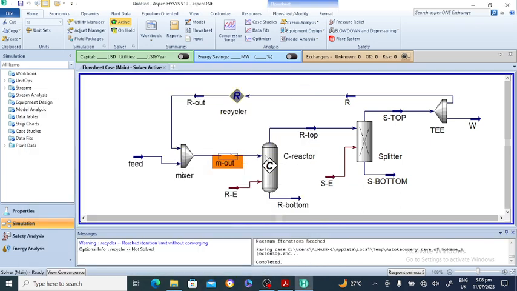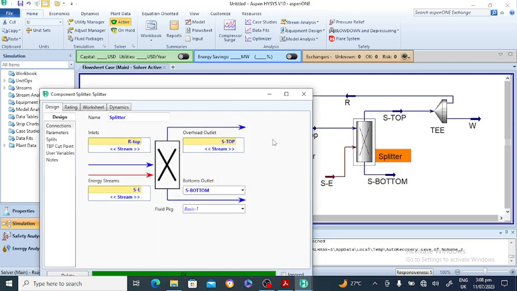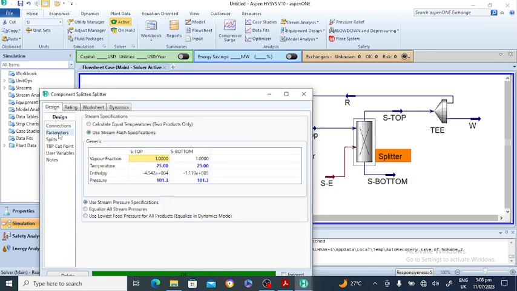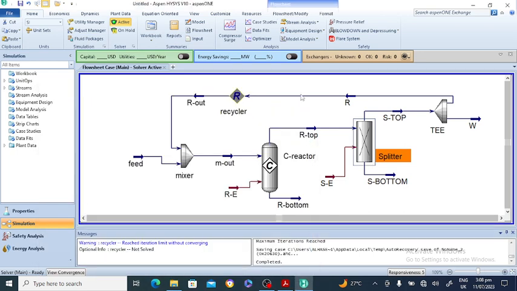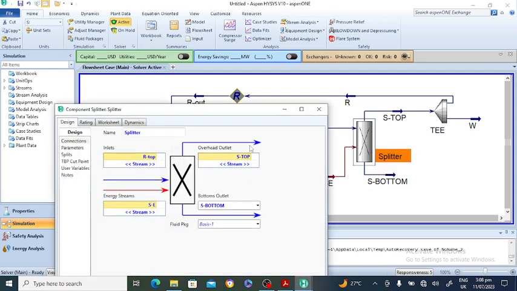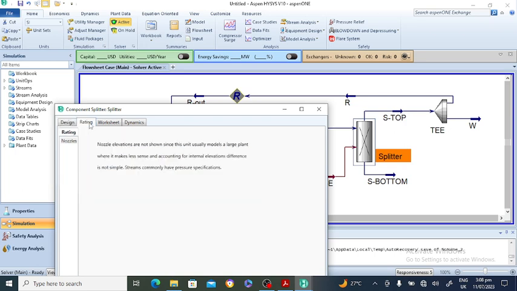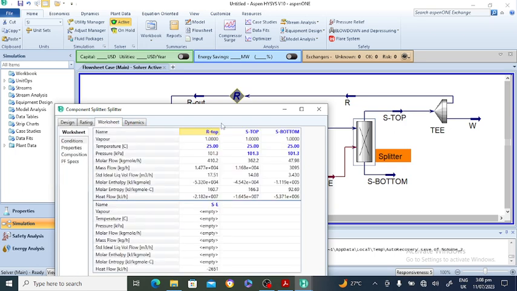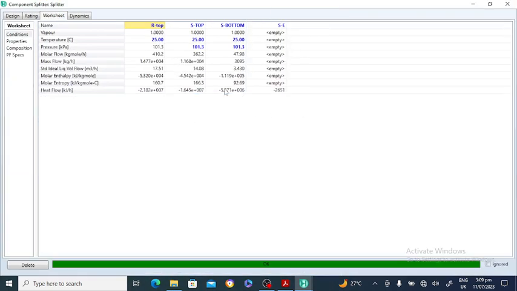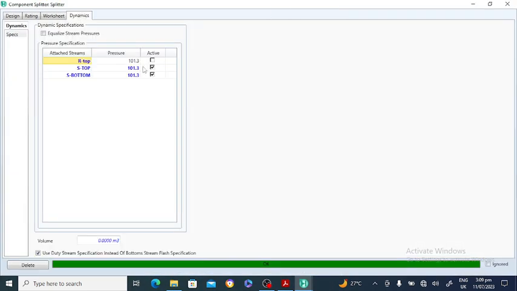You can also double click on this one, and here are the parameters. The pressure is calculated by Aspen HYSYS. The top and bottom pressure of this one is 1 atmosphere. Temperature is 25. Pressure drop, this is the pressure of the column. Double click on it. This is the variable, rating, worksheet, the dynamic.